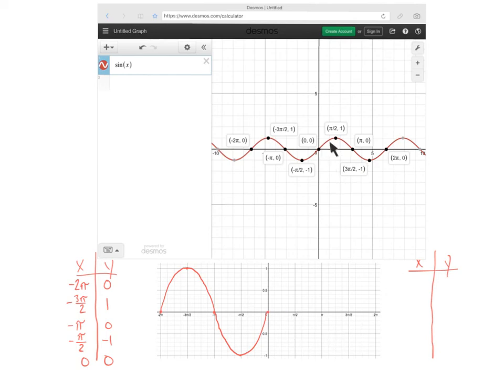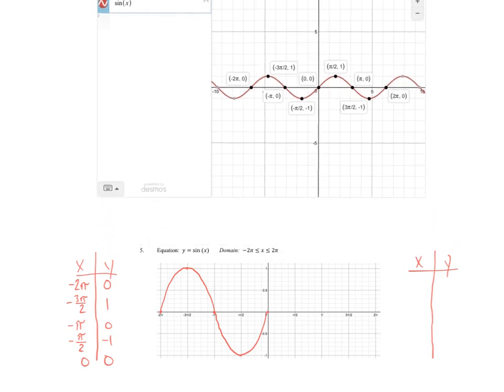You can see the points here so you can see what it would look like, right? Fill in your table and fill in the points all the way up to 2 pi. Because remember, it does say that your domain is from negative 2 pi to positive 2 pi.